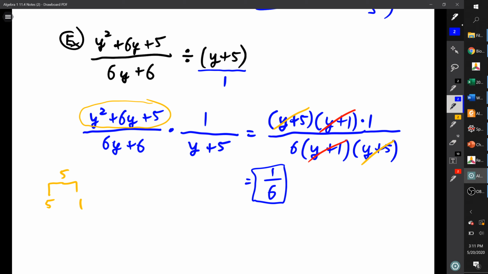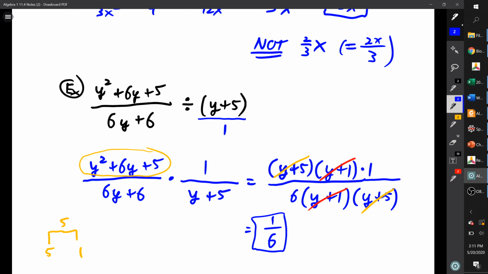A way that you can check this answer, or really a way that you can check any of these, is by picking any number you want to plug in for y and going back to what you started with. Let's just say y equals 2. Well, let's see what we get. We have 2 squared, right? So that's 4.